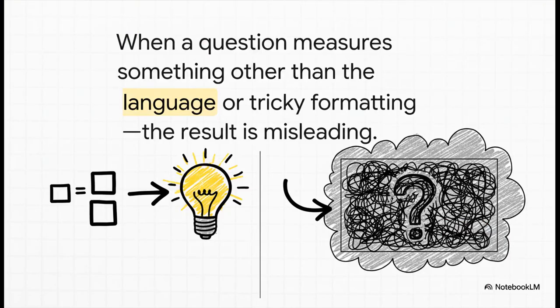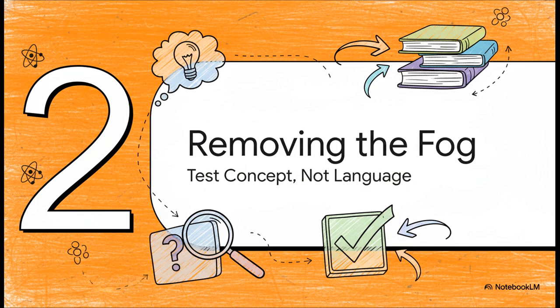Think about it like this. If you have a math problem that's wrapped up in 3 long, really complicated sentences, you might actually be testing a student's reading speed more than their ability to calculate a ratio. And when our questions accidentally measure the wrong thing, the evidence we get back is just cloudy. It's misleading. So our job is to remove this fog.